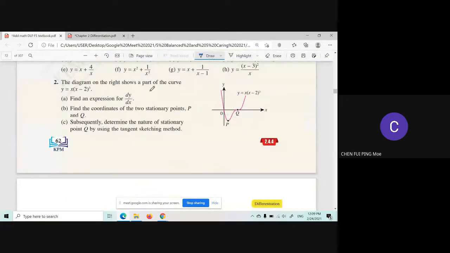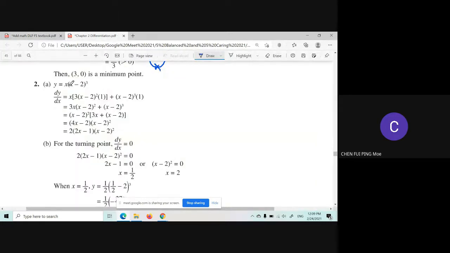Look at question 2. Diagram on the right show part of the curve. So this is the curve. Find the expression for dy dx. So find dy dx for this. This one is quotient rule. Not quotient rule, sorry. UV, product rule. So u is x. v is x minus 2 power 3. So u, du dx equals to 1. v, dv dx. So you have 3, bracket copy, power minus 1 become power 2. Multiply 1. Differentiate the thing inside, getting 1. So answer is 3 times x minus 2 power 2.